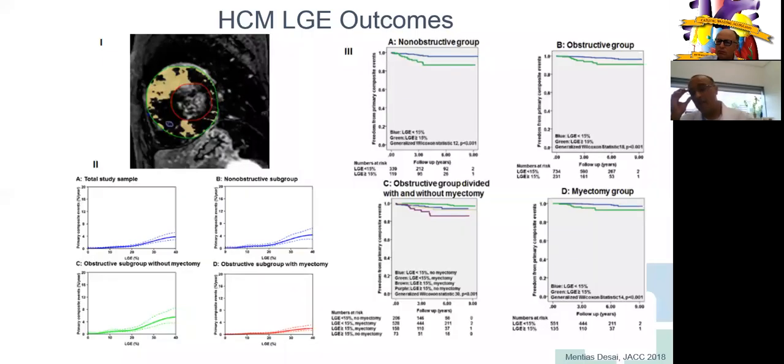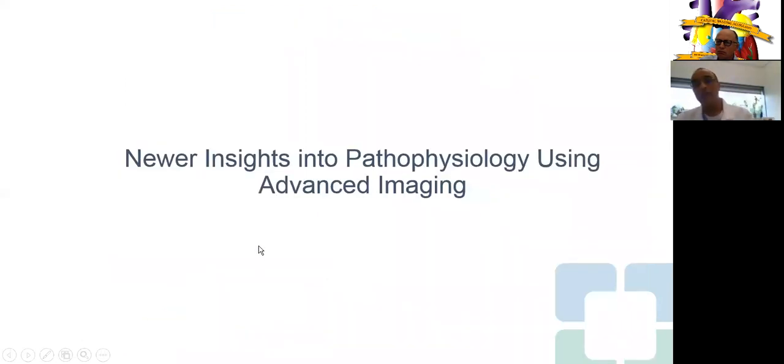This is, again, almost 1,500 patients' data from the Cleveland Clinic showing that assessment of LGE, late gadolinium enhancement, provides incremental risk stratification in all groups: obstructive group, non-obstructive group, myectomy group, no myectomy group, what have you. So this clearly has incremental utility in assessing future risk. More data is coming, and I will talk about it in a second.